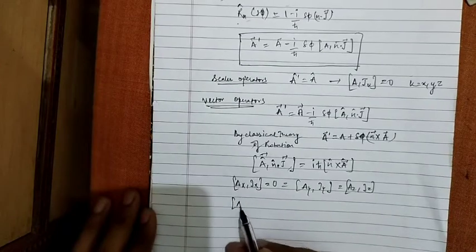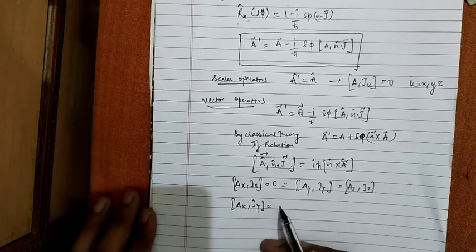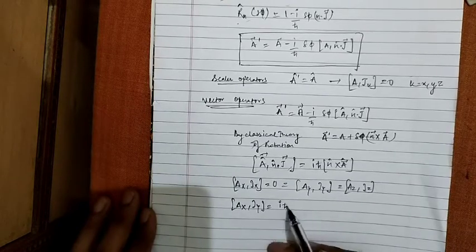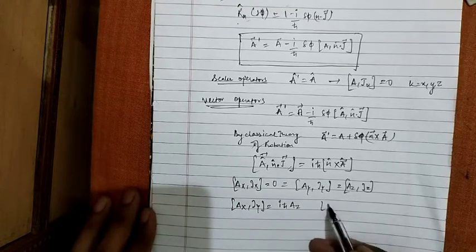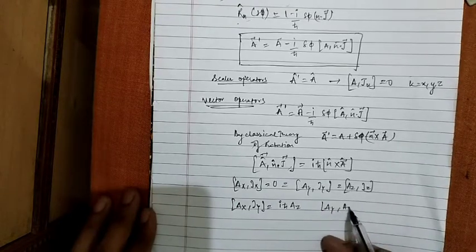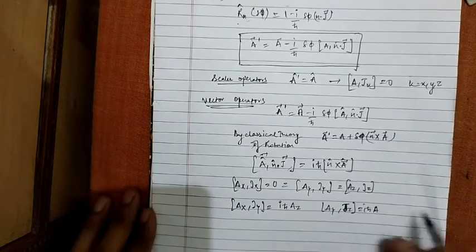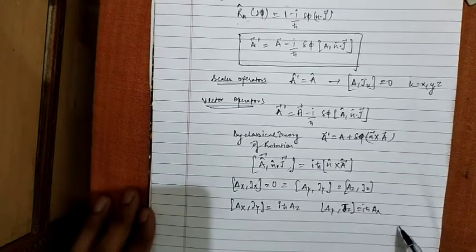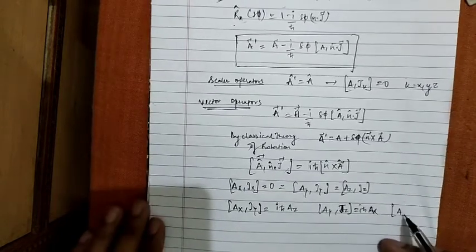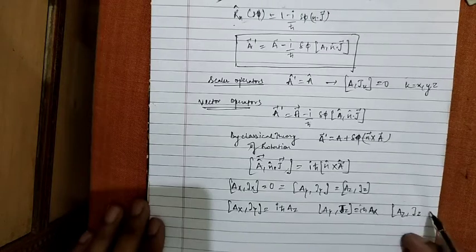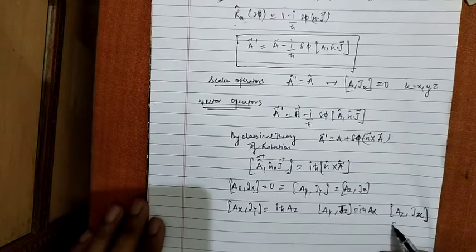And if I take another combination, say Ax with Jy, then it gives us i h cut Az. They follow the cyclic property here. And the same for Ay with Jz, which gives i h cut Ax, and for Az with Jx, which simply gives i h cut Ay.